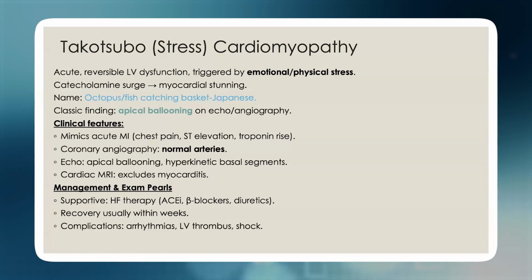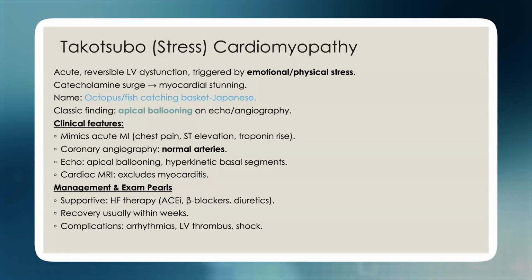Clinical features: it mimics acute MI. There is mostly chest pain. It's not like cardiomyopathy, which presents as breathlessness. It presents as MI. Chest pain, ST elevation, troponin rise. Coronary angiogram will be normal. Echo will show apical ballooning and hyperkinetic basal segments.